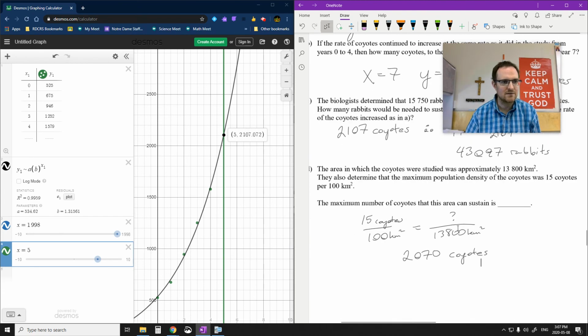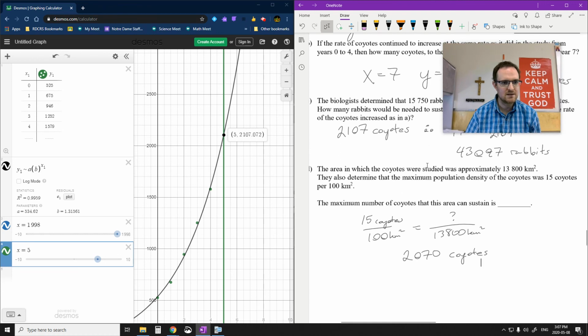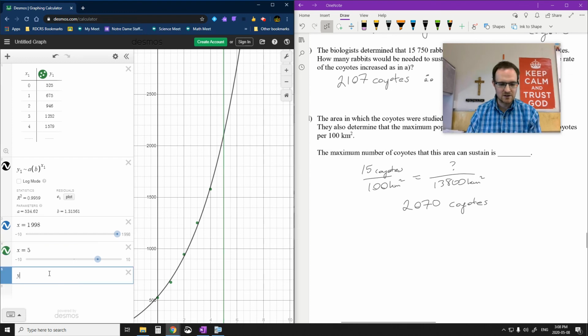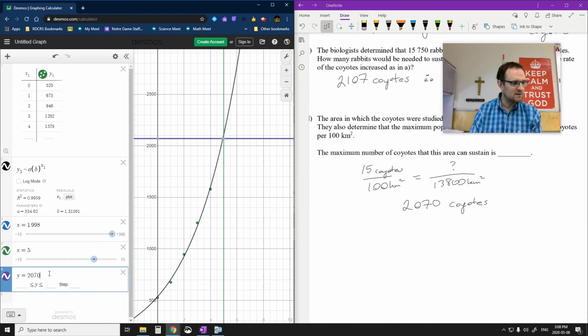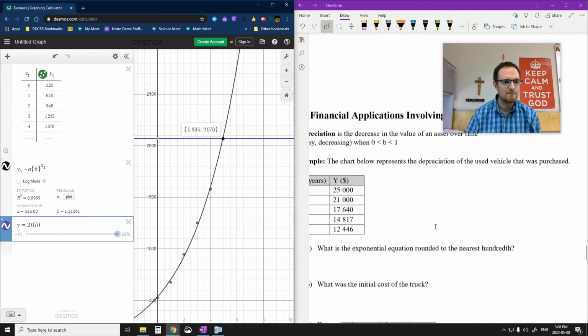There you go. Now, when would that happen? When would you get 2070? So it's got to be somewhere just before year 5. I know it's beyond the question. I'm just going to put that in there. So I'm going to type in y is equal to 2070 here. Okay. And it says here, yeah, around year 5, we'll have that many coyotes. Otherwise, once you get past that, population density would be too high, maybe.